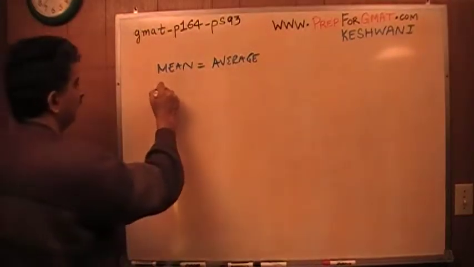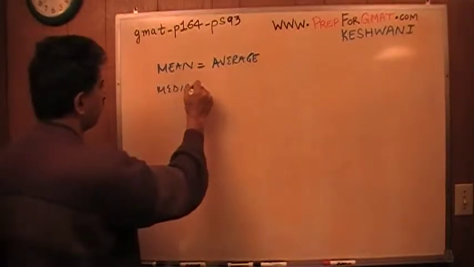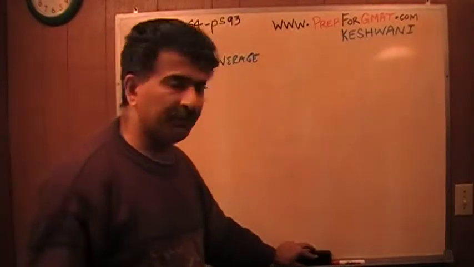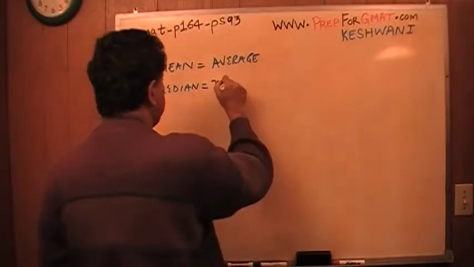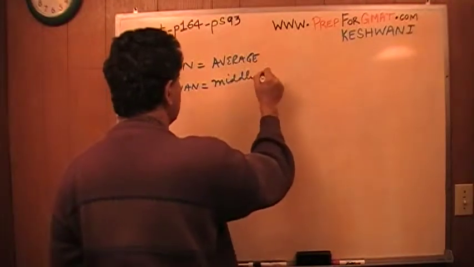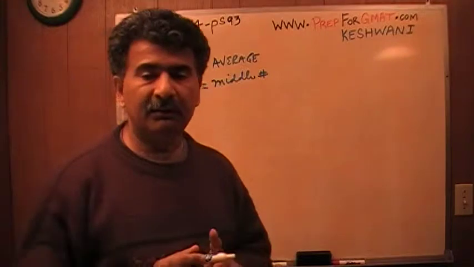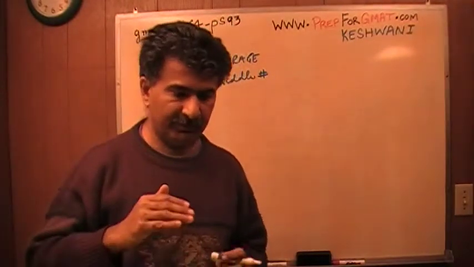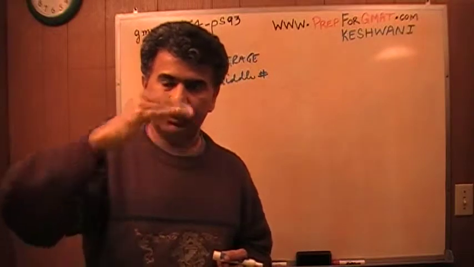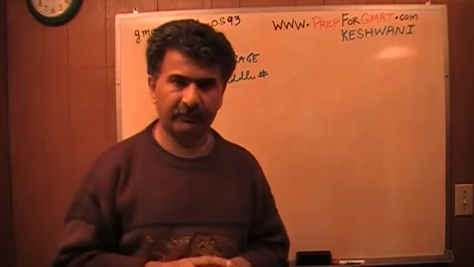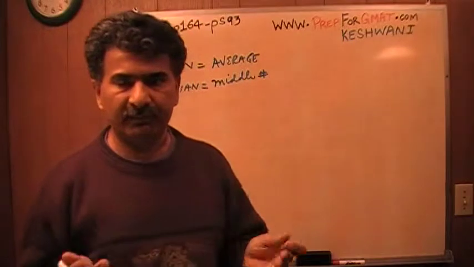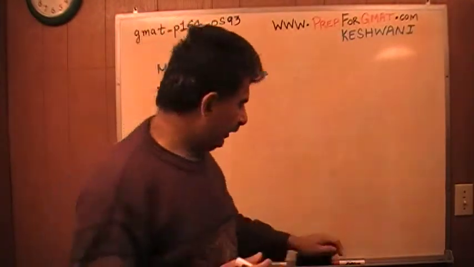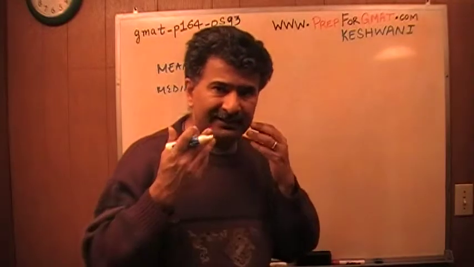The next one is median. What's a median? Median is the middle number after the numbers have been arranged in either ascending order or descending order. You have to arrange them either in increasing order or decreasing order, it makes no difference. If you're given a series of numbers, arrange them in order from lowest to highest or highest to lowest, and then whatever happens to be the middle number, that's your median.